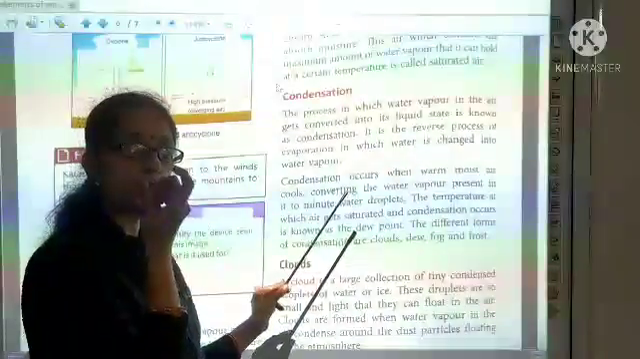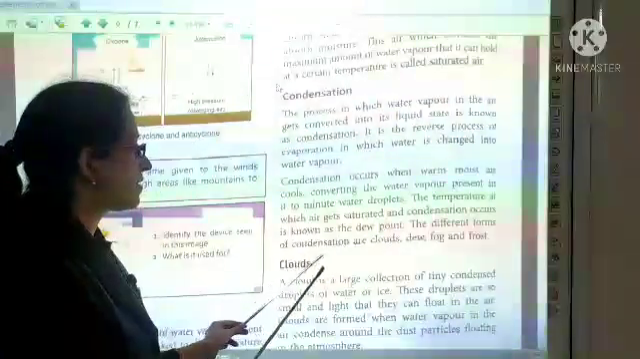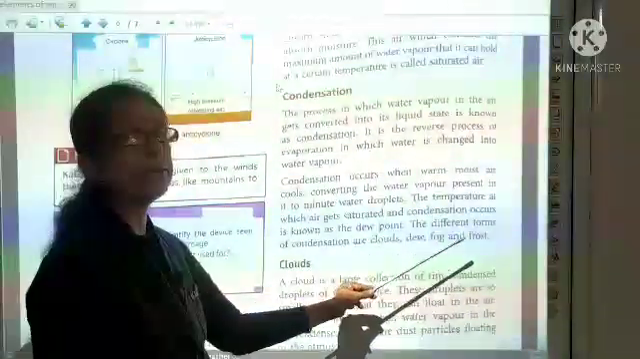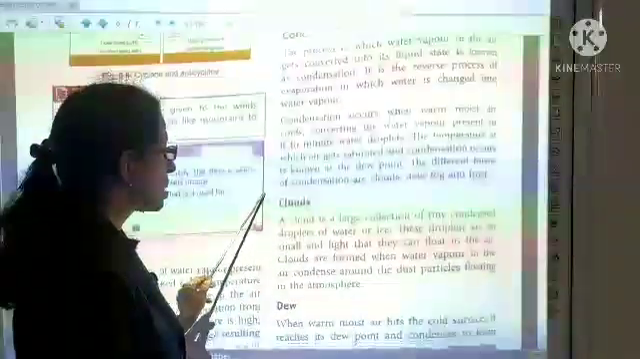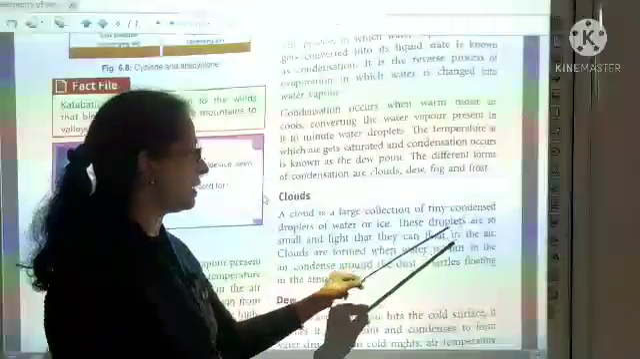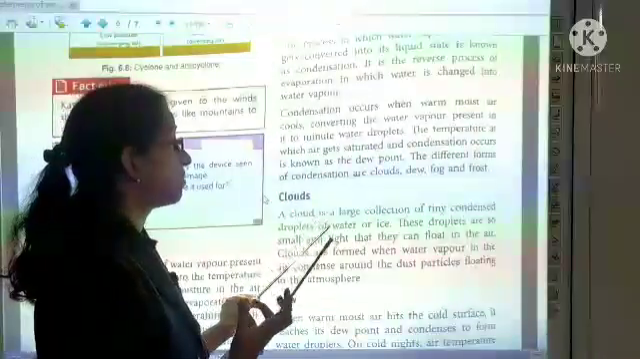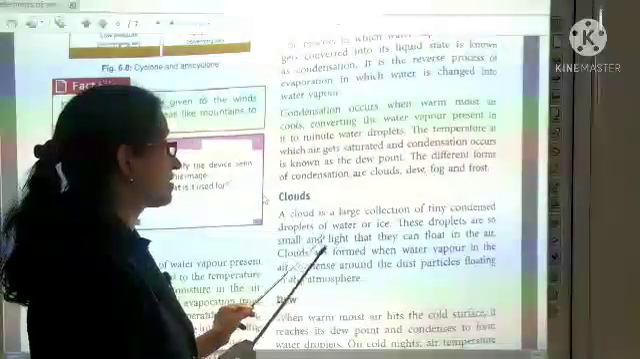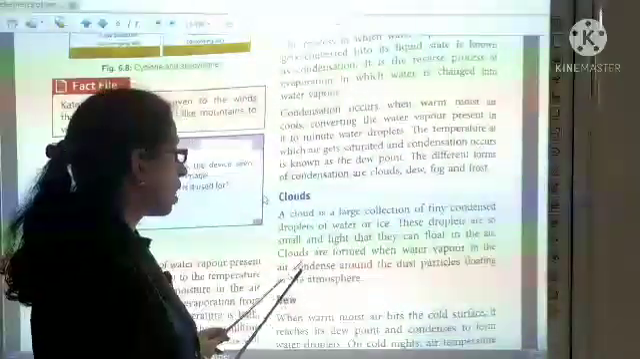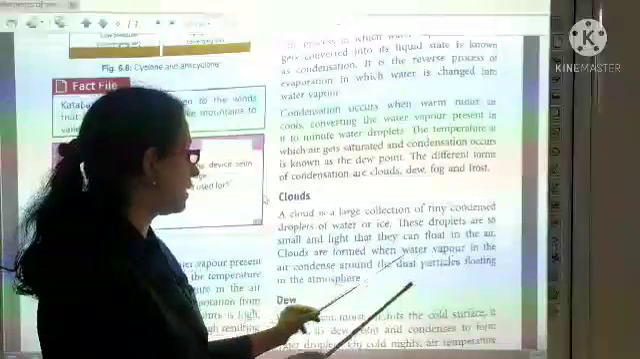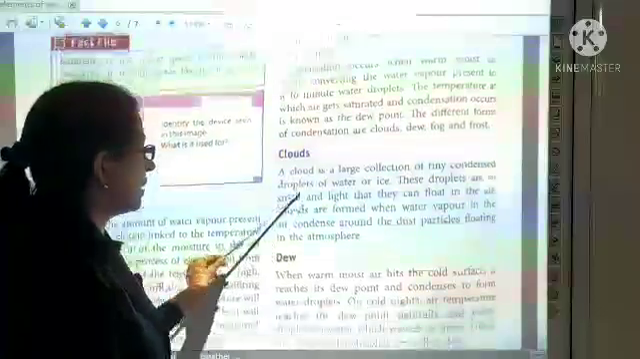The dew drops we find in the morning are because of this. The different forms of condensation are clouds, dew, fog and frost. Clouds: a cloud is a large collection of tiny condensed droplets of water or ice. These droplets are so small and light that they can float in the air. Clouds are formed when water vapor in the air condenses around the dust particles floating in the atmosphere.